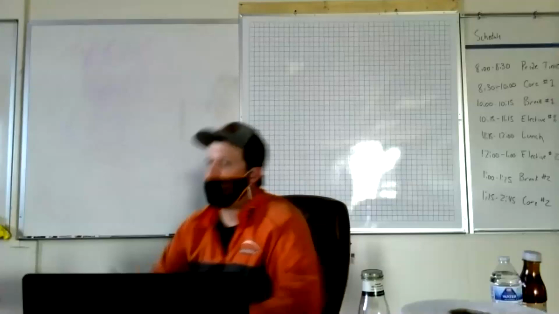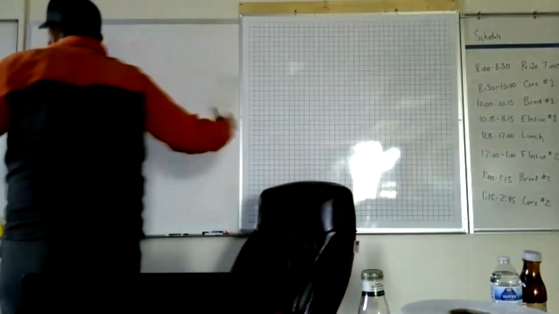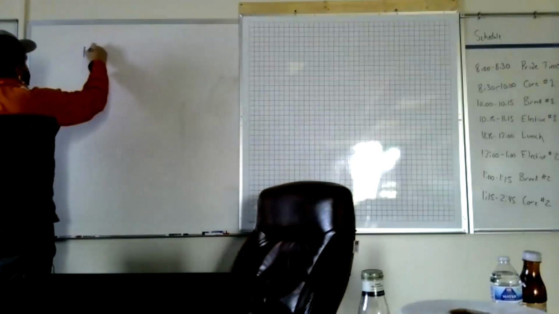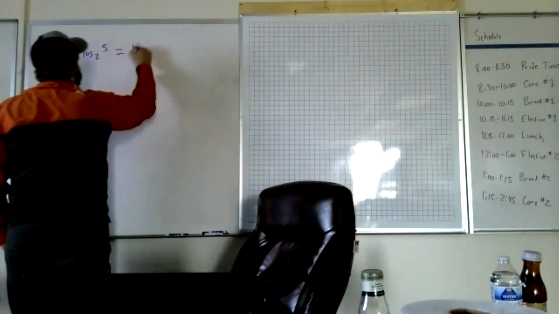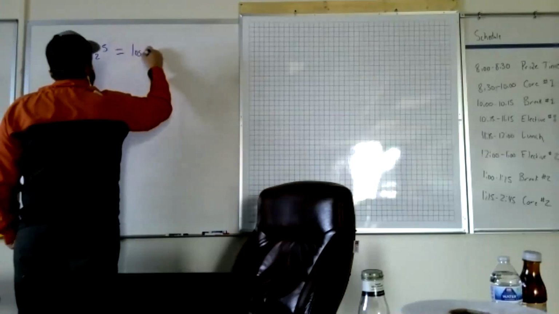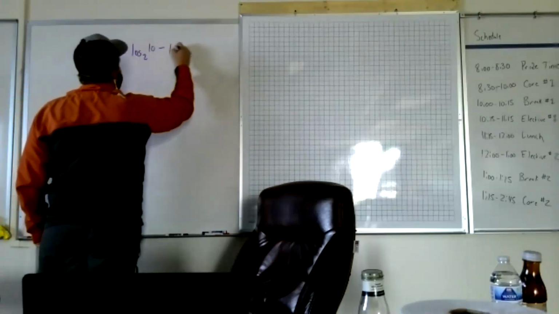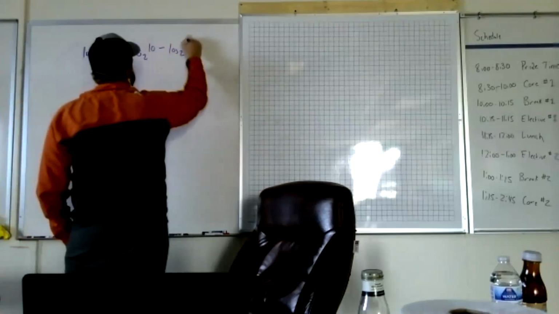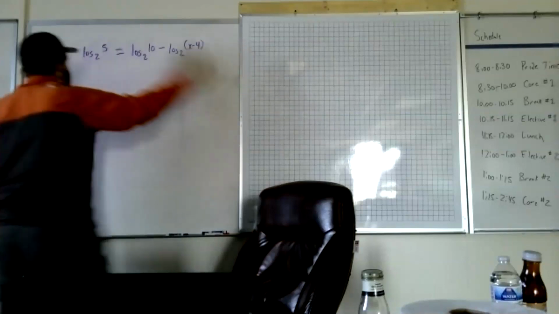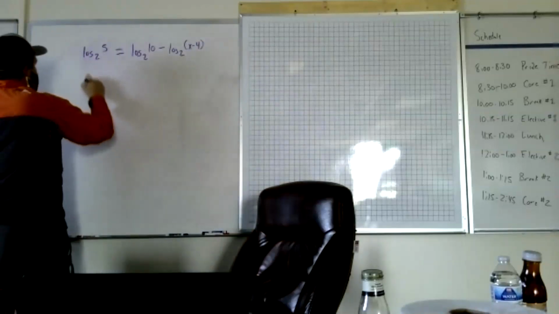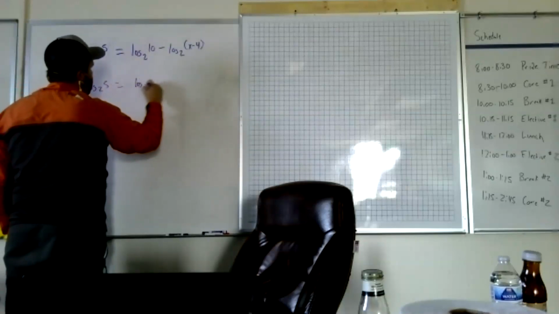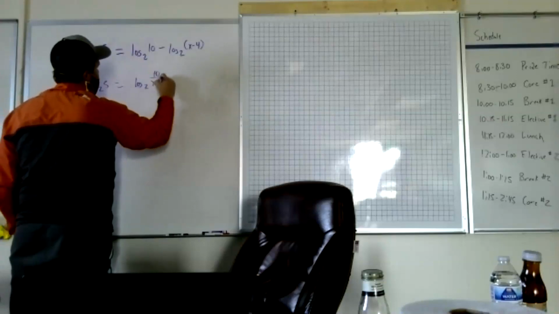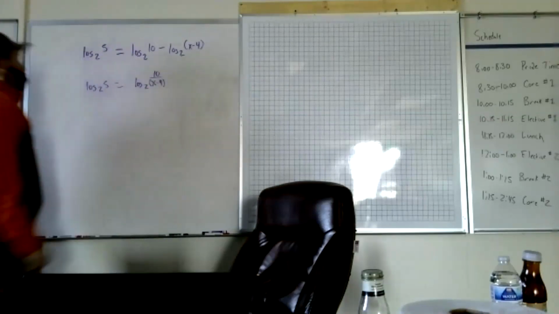Okay, it looks intimidating, but if I use my properties and expand and condense these properly, it's a pretty simple question. So log base 2 of 5 is equal to log base 2 of 10 minus log base 2 of x minus 4. First step, like I said, I'm going to condense these down. When I do that, I'm left with log base 2 of 5 is equal to the log base 2 of 10 divided by x minus 4. Okay, here's where my one-to-one property kicks in.